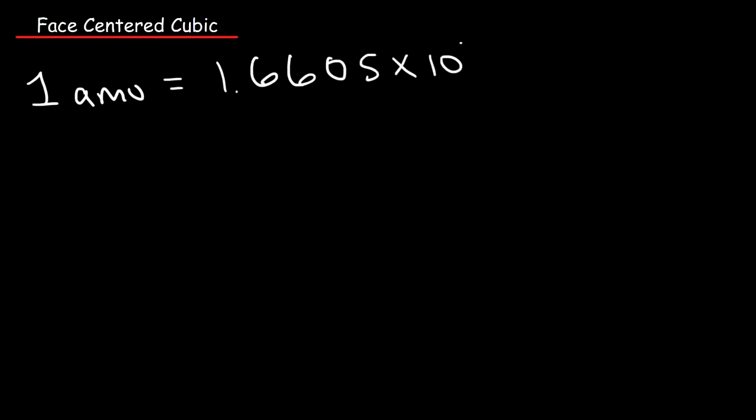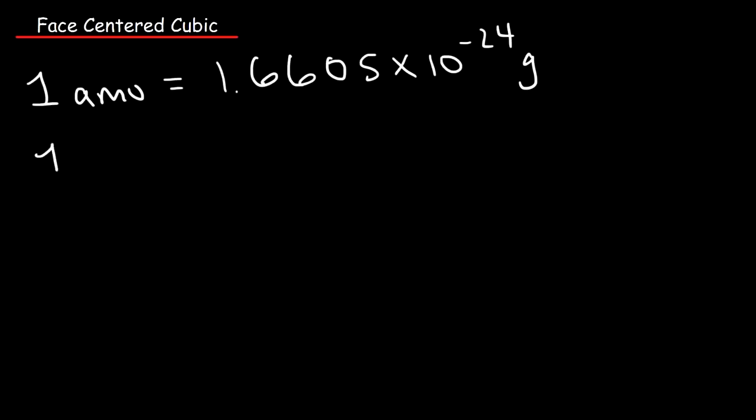Now I want to go over some equations and some conversion factors, more so conversion factors that you need to know when dealing with unit cell calculations and problems. The first one is the conversion between atomic mass units and grams. One atomic mass unit is 1.6605 times 10 to the negative 24 grams. So make sure you know that.